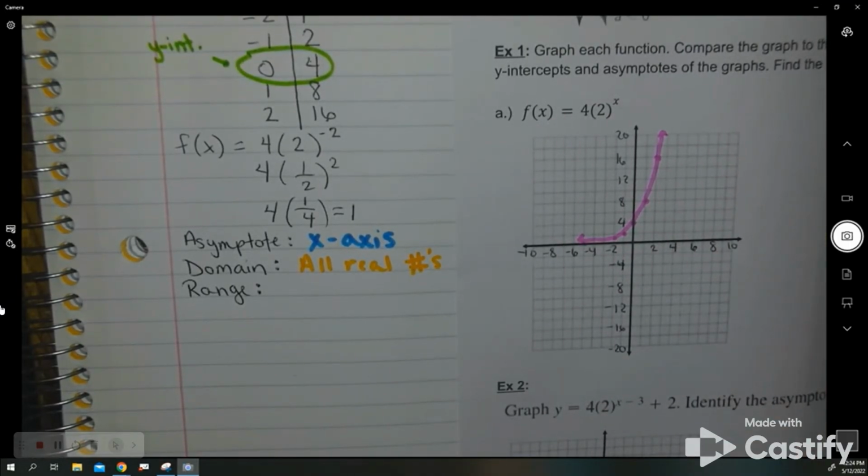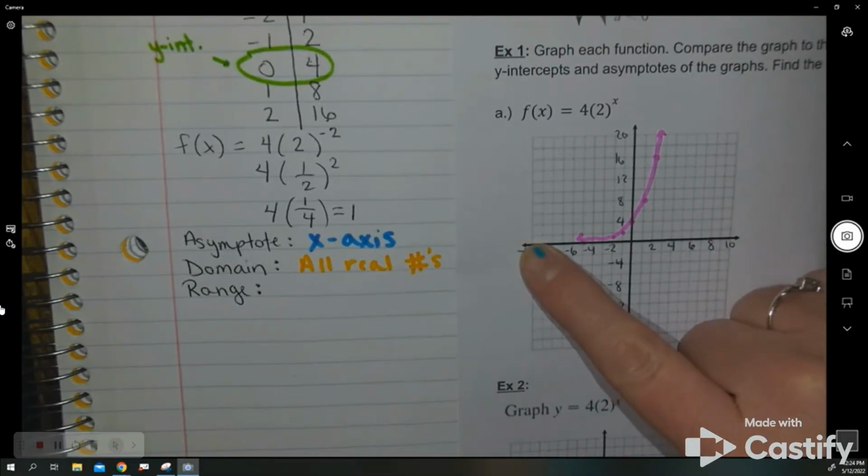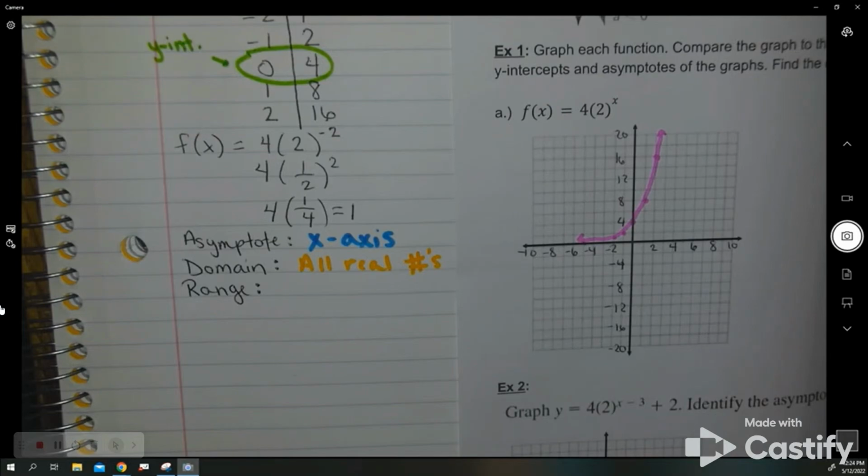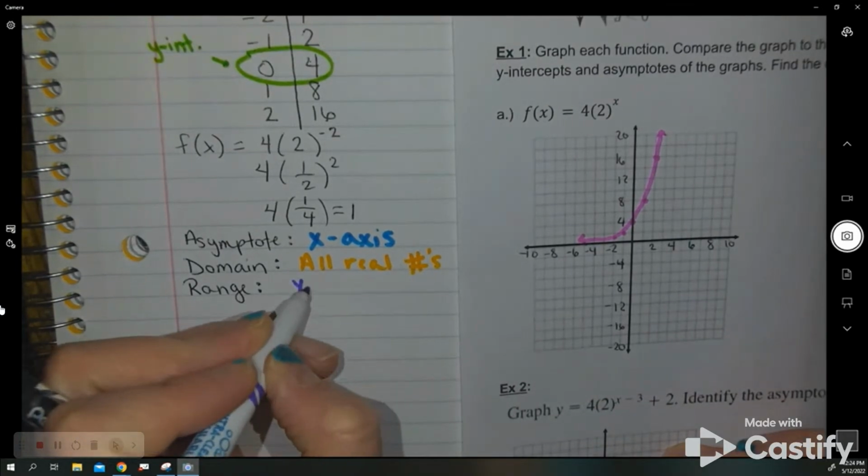Therefore, our range is all of those numbers, but they have to be greater than 0 because none of them went below the x-axis. So none of my y values can be below 0. So when we put this in as our answer, we would say that it is y, so all those y values that are greater than 0.